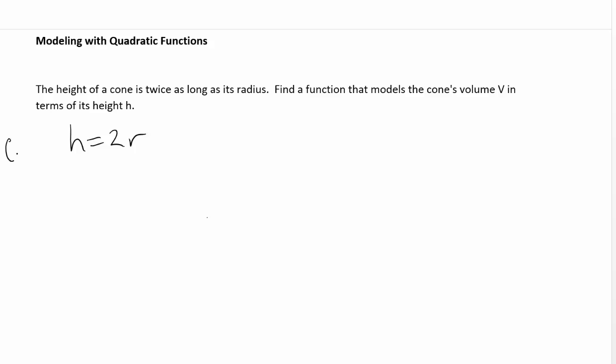Now this is called a constraint. This is something that has to be maintained throughout the entire problem. It's something that we're forced to do. What we want to figure out though is the cone's volume, and that's what we call our objective function. Our objective typically will be something we want to maximize or minimize, but in this problem we're not going to go quite that far. Here we just want to find a formula for the volume of a cone in terms of its height h.